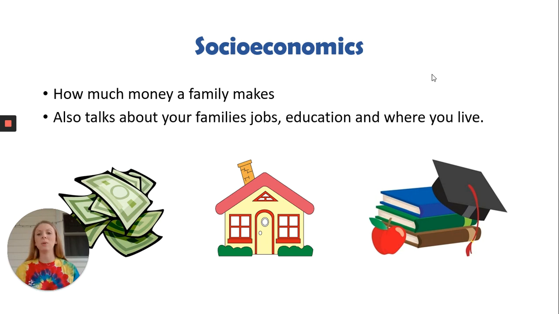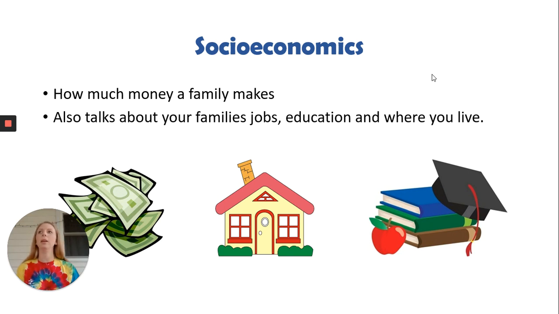Socioeconomic status is talking about how much money your family makes. Everybody has a different socioeconomic status, and it depends on what your parents' jobs are or what adult you live with, what job they have, the level of education. So if you went to college, grad school or medical school, different levels of education. And it also talks about where you live, the community you live in, the type of house or apartment that you live in. So there are so many different things that make up socioeconomic status.